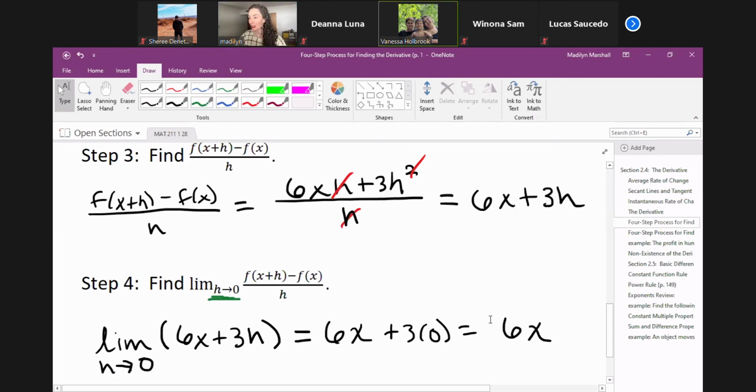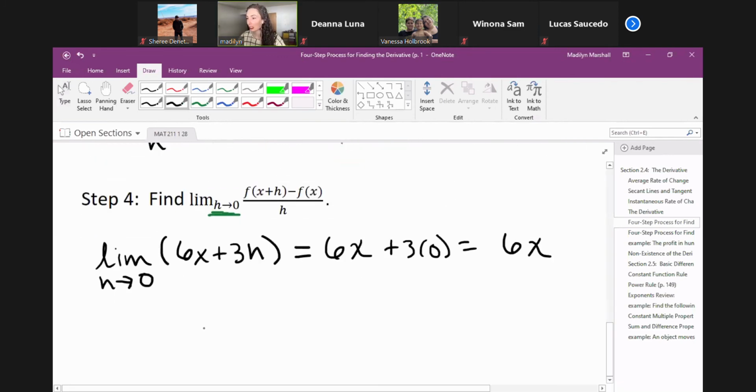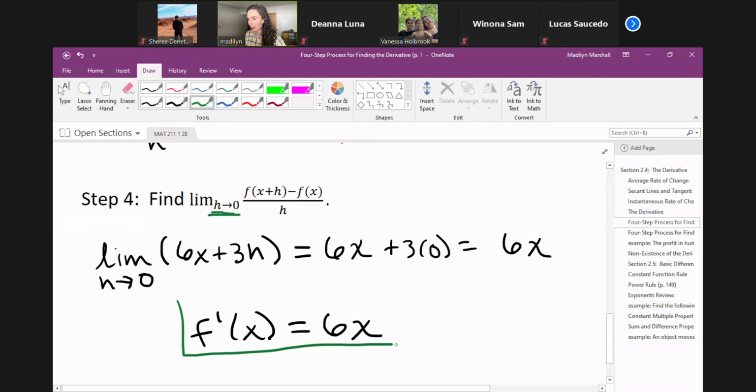So is that now our complete answer? Yep, that is it. So our answer, if we're going to write it in proper notation, which we should, is that f prime of x equals 6x. So that's saying the derivative of f is 6x.